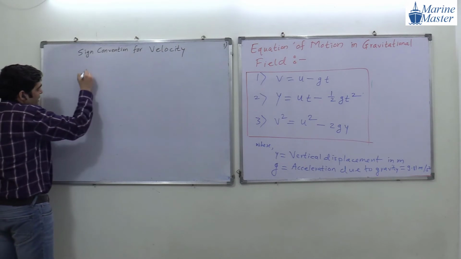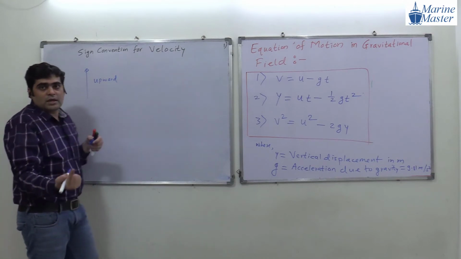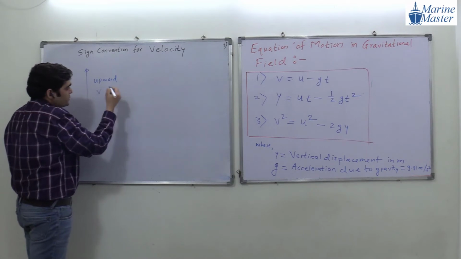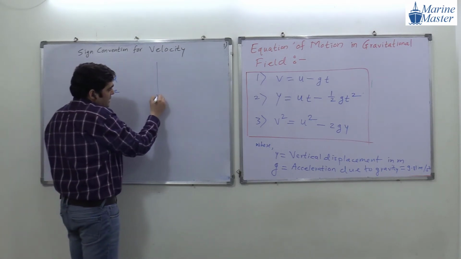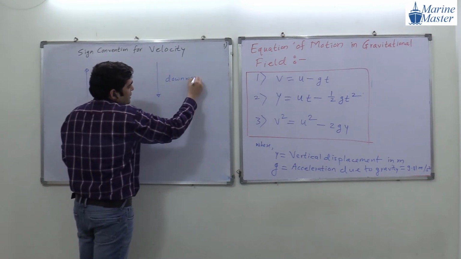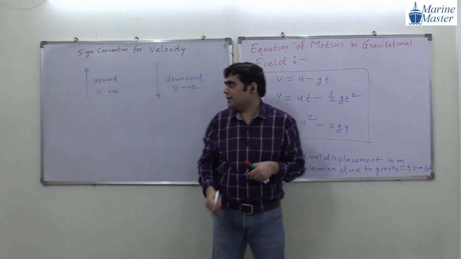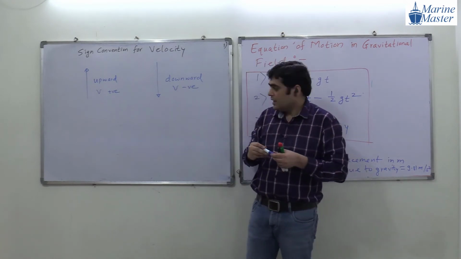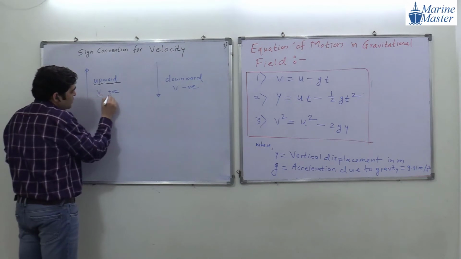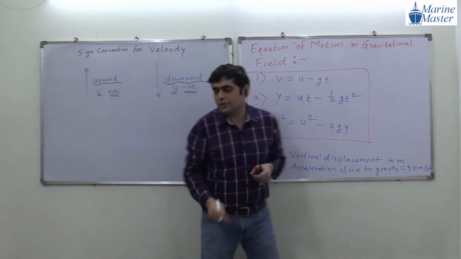If velocity is in the upward direction, then v is positive. If velocity is in the downward direction, then velocity is negative. Please everyone write down the sign convention: when upward, velocity is positive. When downward, velocity is negative.